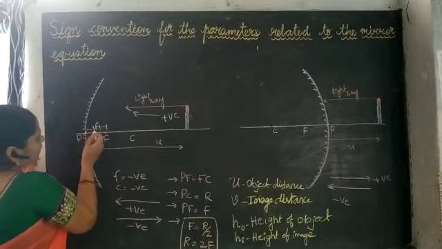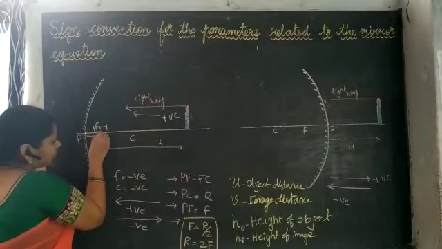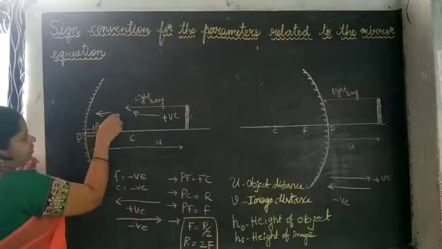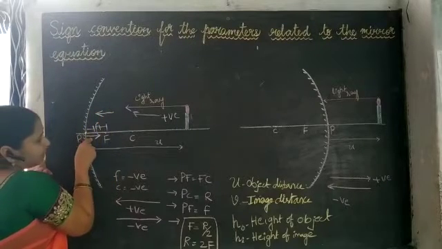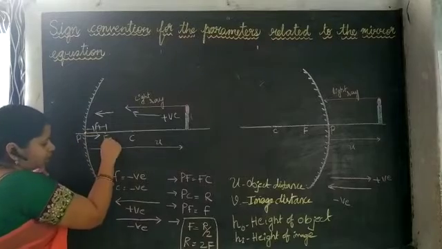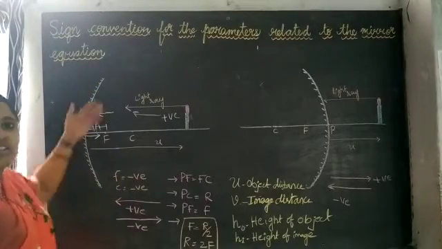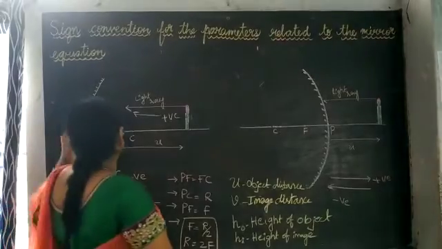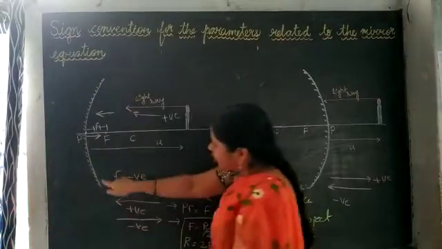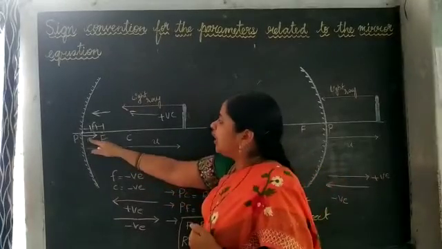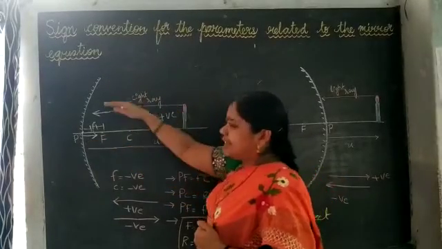So we are measuring from the pole, in this direction. But the incident ray direction is this. This is the incident light direction and we are measuring in the opposite direction. That's why the focal length is negative for a concave mirror. For a concave mirror, the focal length is negative. Why? Because we are measuring in the opposite direction of the incident ray.